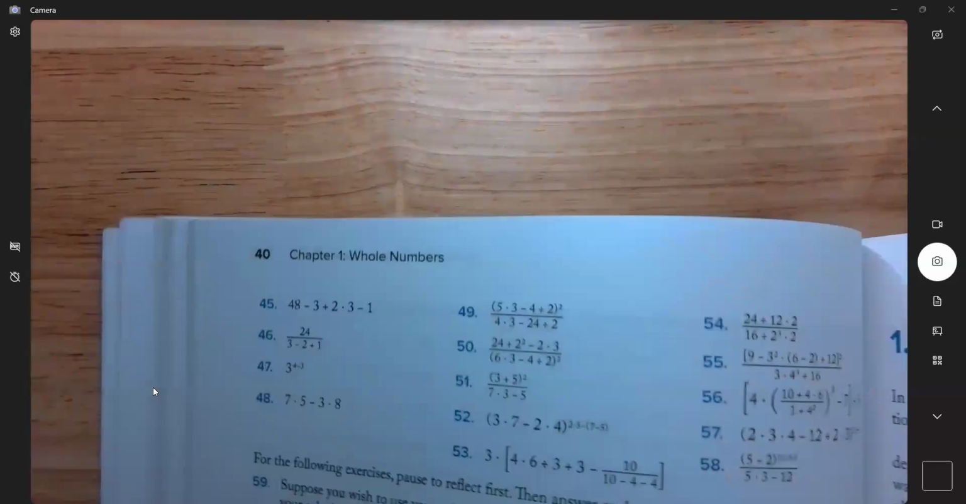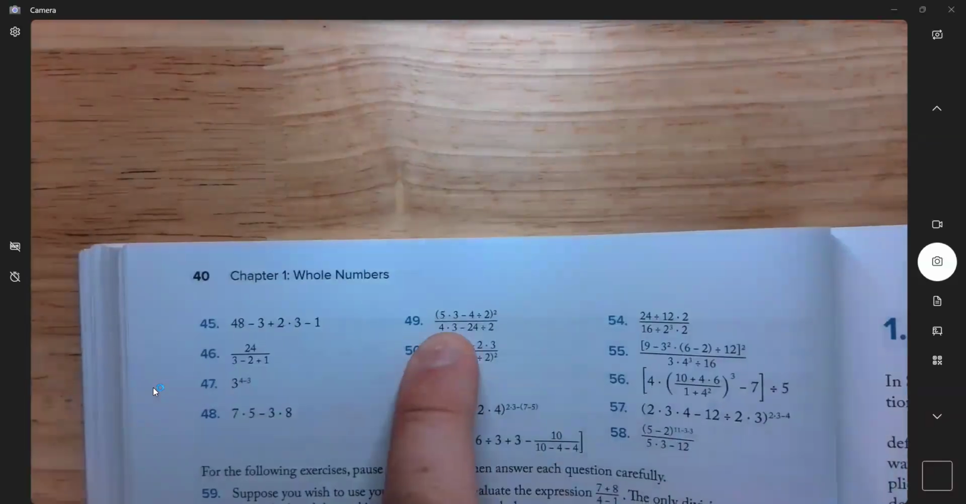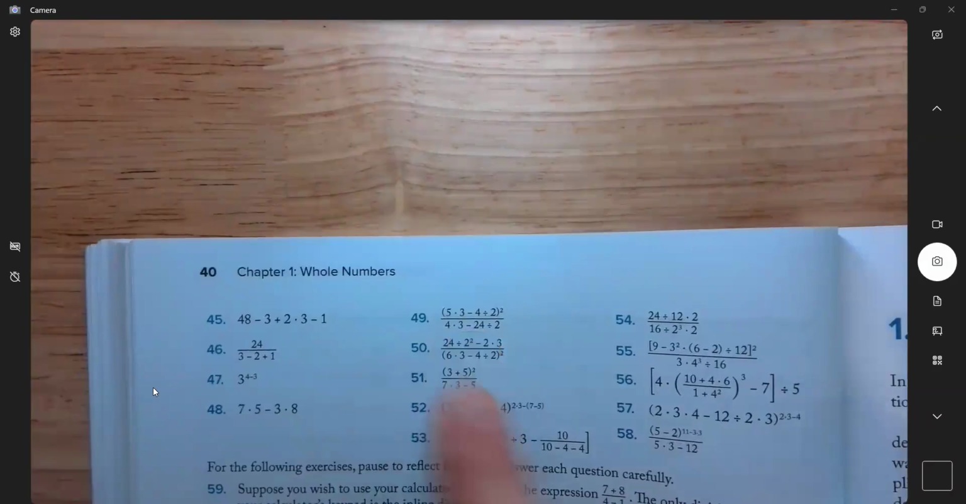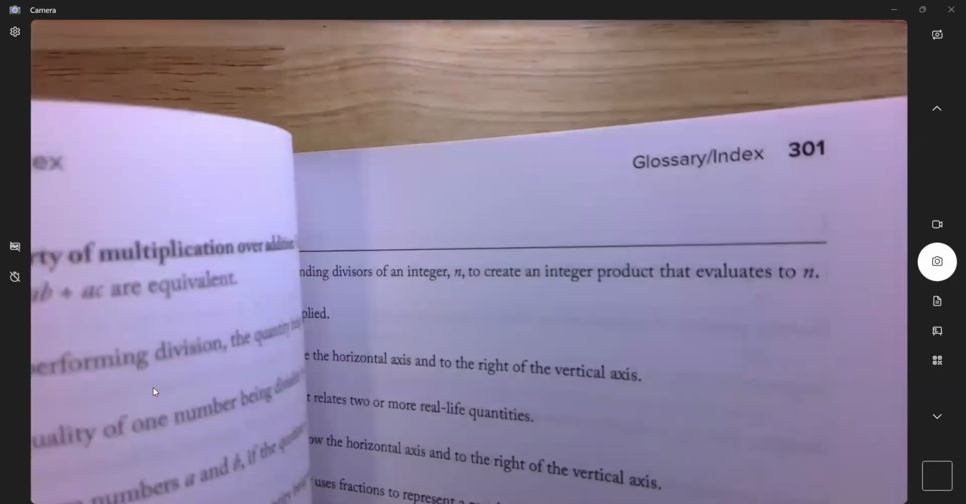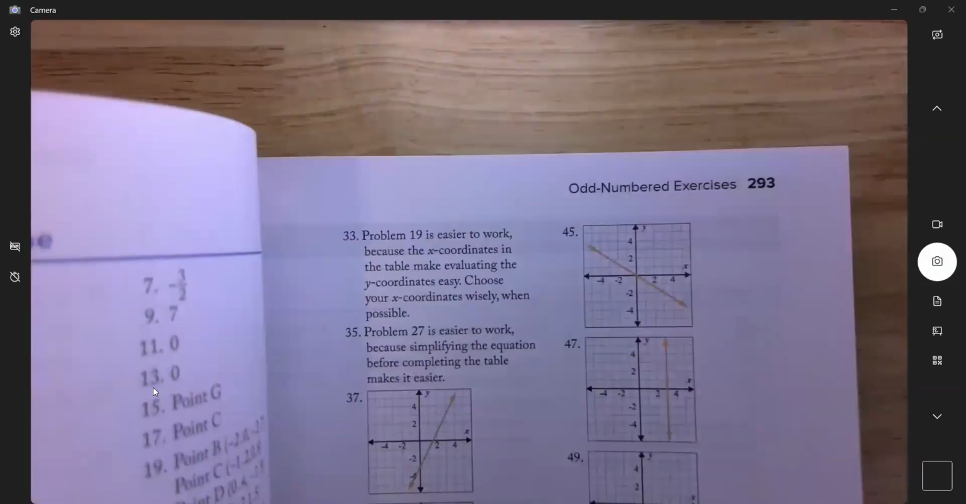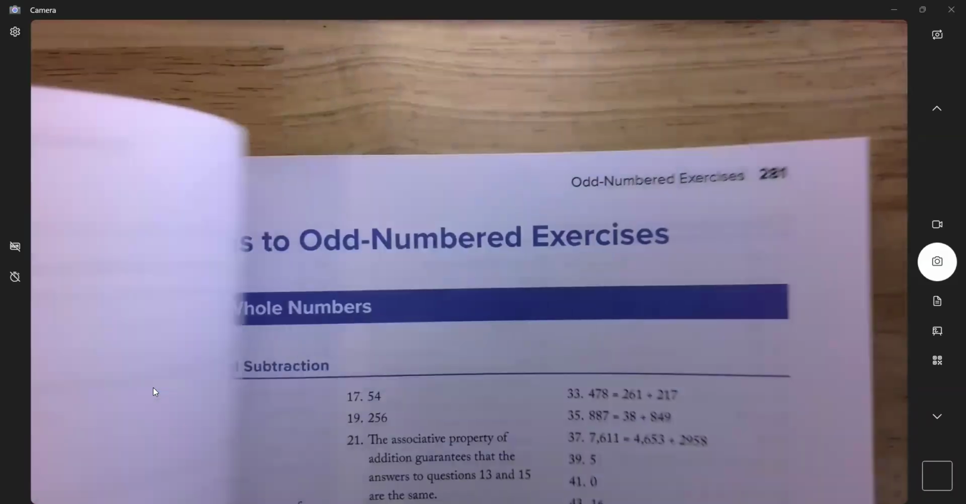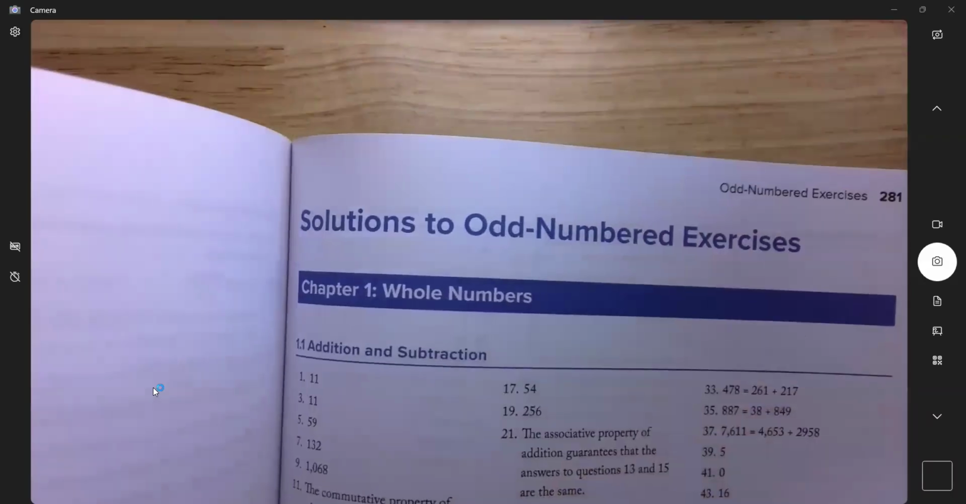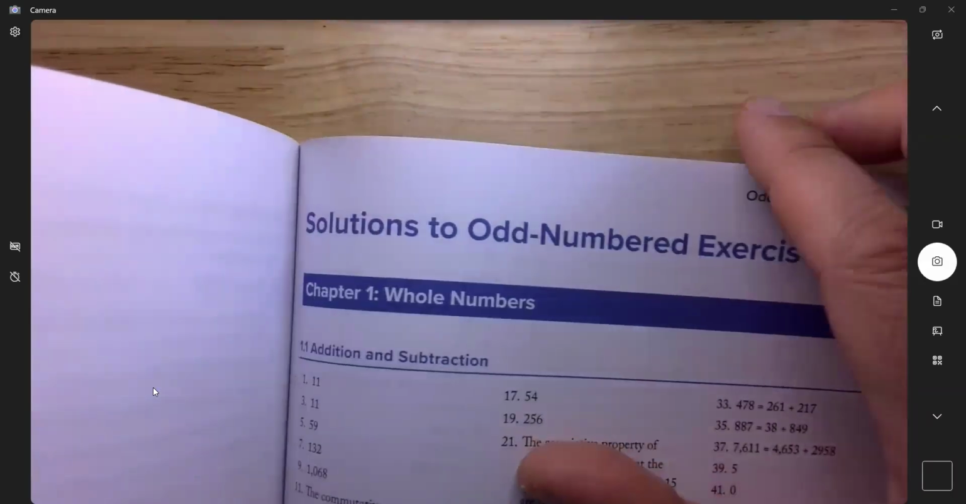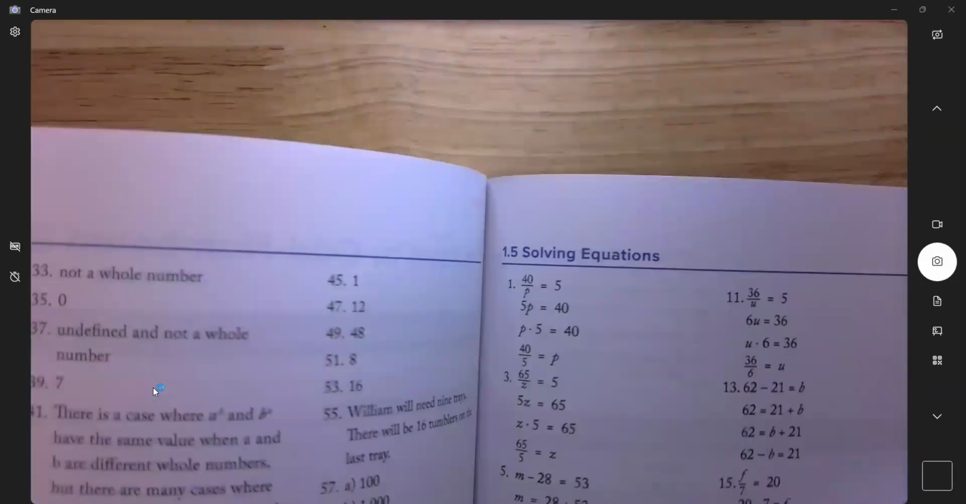Here we've got a bunch of questions. These ones involve all sorts of different operations here. Every odd question, if you flip to the back of the book, has an answer. It doesn't show you any of the work, but it does have an answer so you can check your work.